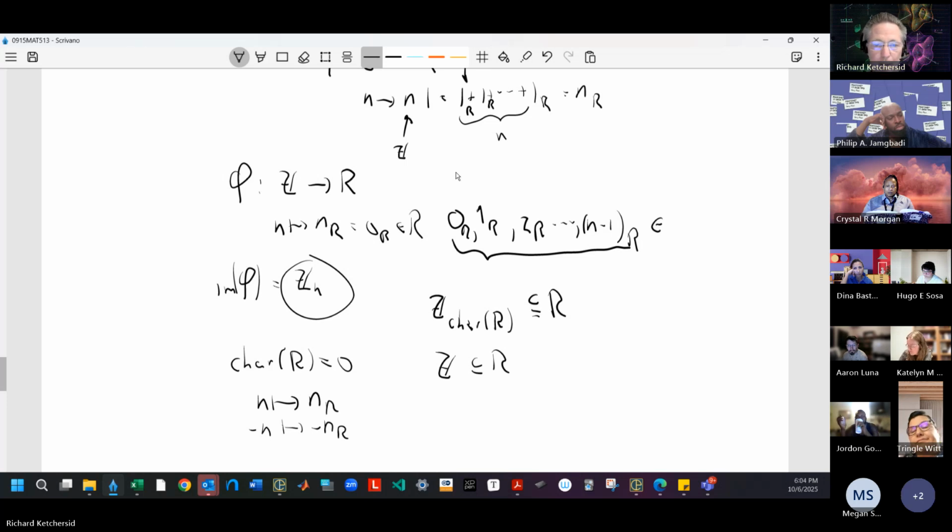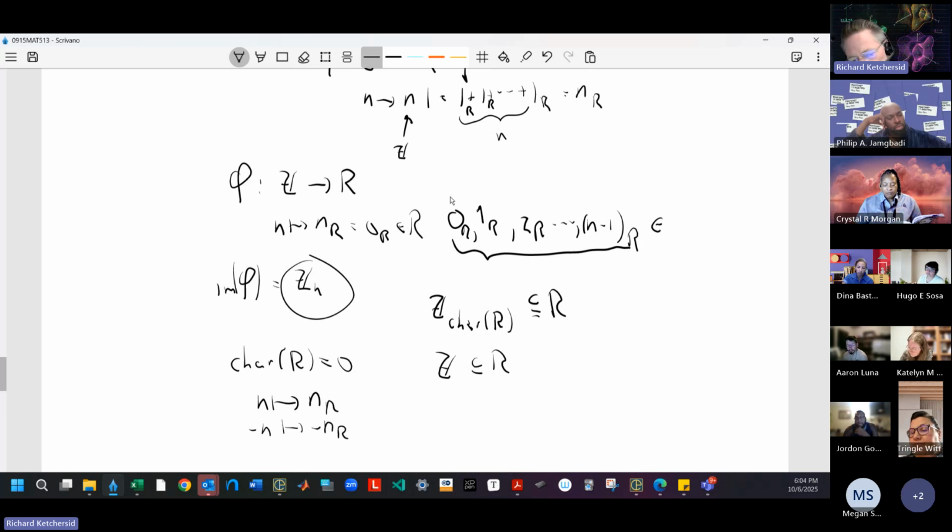So either Z sits inside of the ring as a copy, defined like this, right? Or Zn sits inside of the ring as a copy. That makes sense? We're just using the fact that we have 1 and we can add 1s together, right? That's really all we're doing, right?